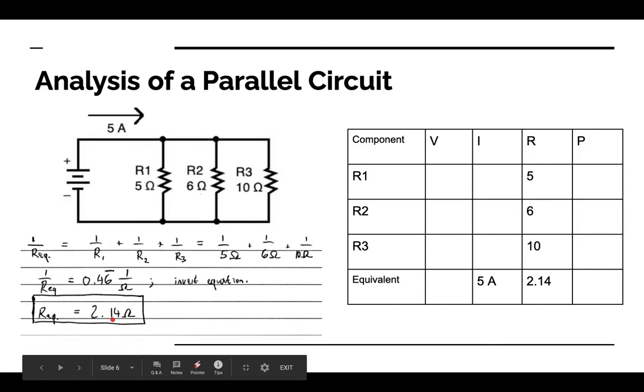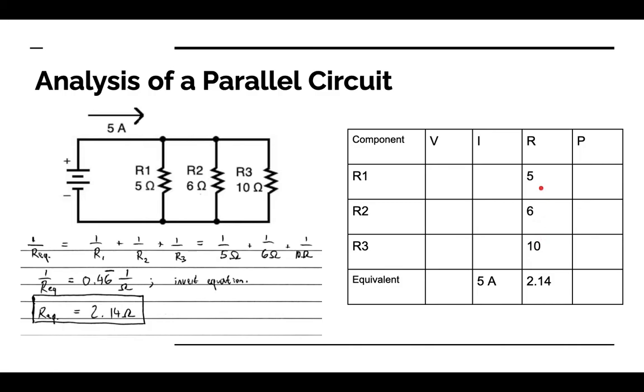Okay? So as a result, we can see that our overall resistance is actually lower than any individual resistor making up our branches, confirming what we were talking about before, that adding more resistors in a parallel circuit decreases the overall resistance. Quite interesting.